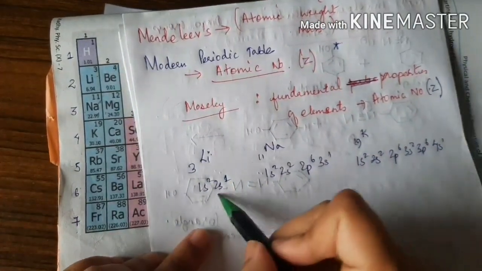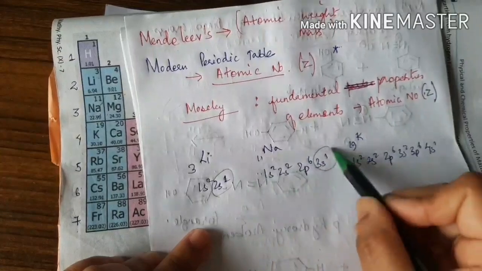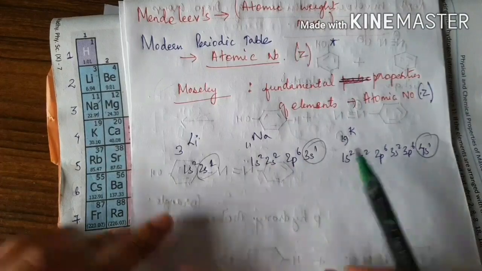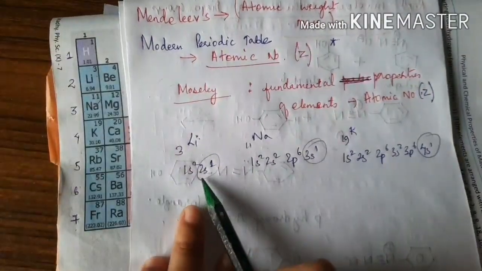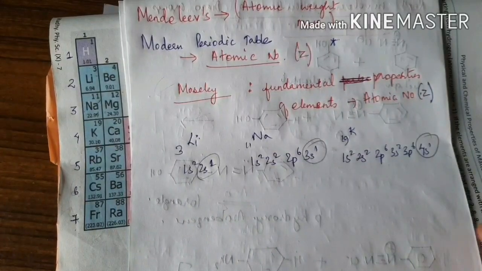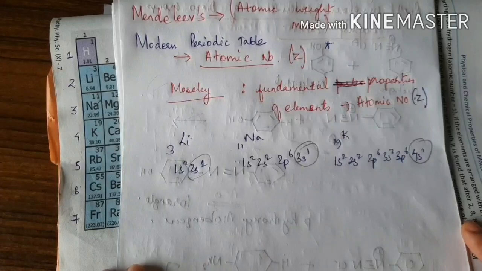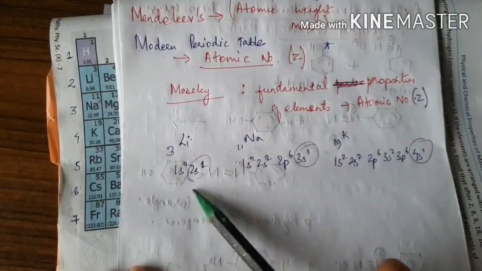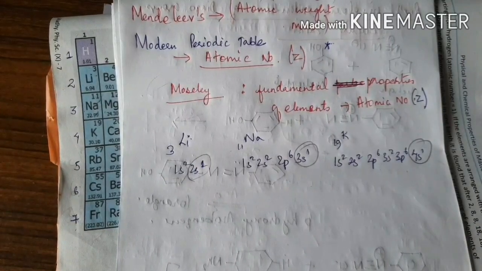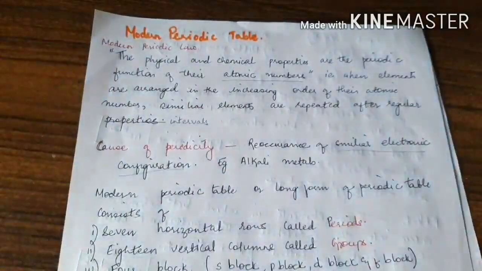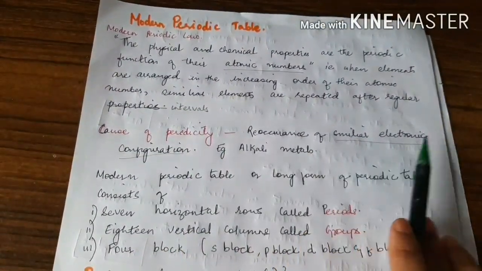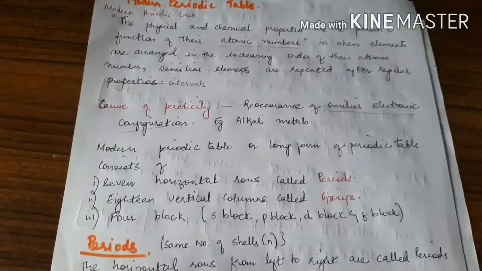So have a look at what is happening here: 2s1, 3s1, 4s1. The same type of electronic configuration reoccurs after a certain interval. If they have similar electronic configuration, they will have similar properties. That is the reason for showing similar properties. Like for example, here also the valency is 1, 1, 1, so they will show similar types of chemical reactions. Just keep this in mind: the cause of periodicity is the reoccurrence of similar electronic configuration. Now let's see.